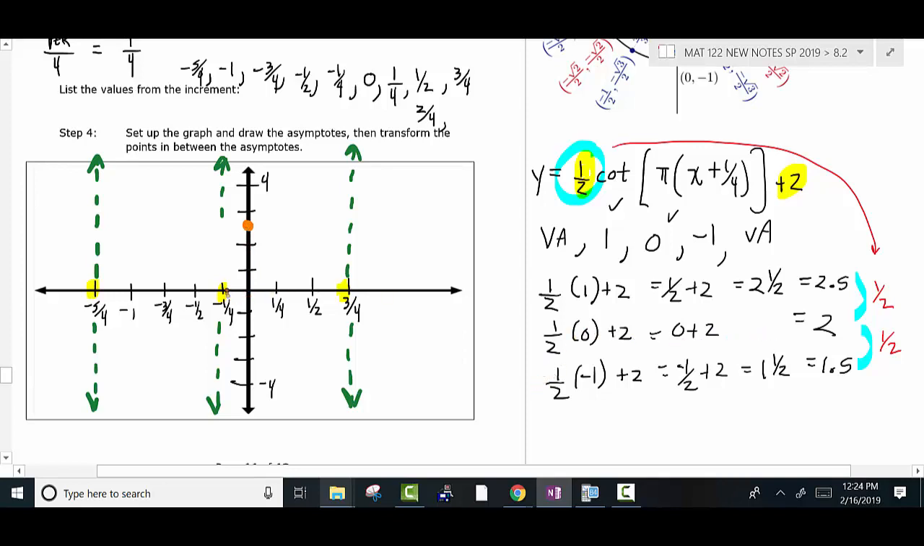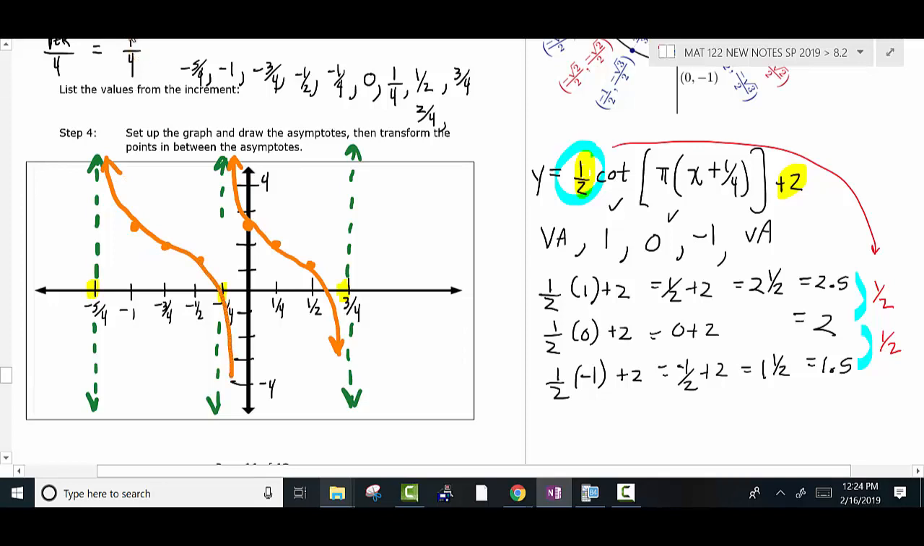Okay, the second point is up 2, so that would be at the 1/4. The third value is at 1.5. That's enough to sketch in your graph, just showing how it connects to the asymptotes. Same thing happens over here. Start at the asymptote. Your first point has a y value of 2.5. Second one has a y value of 2. Third one at 1.5. Then you got how your graph goes.